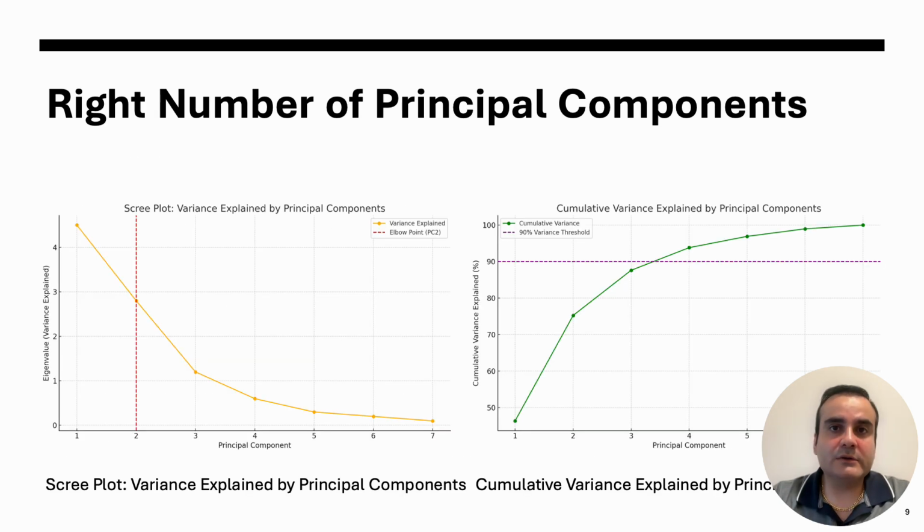This visual shows two important tools. On the left, the scree plot shows a sharp drop-off after the second component. That's the elbow, suggesting we should keep only the first two. On the right, the cumulative variance plot shows how many components are needed to explain a certain percentage of the total variance. Typically, we want to capture at least 90% to ensure our model remains accurate but simpler.